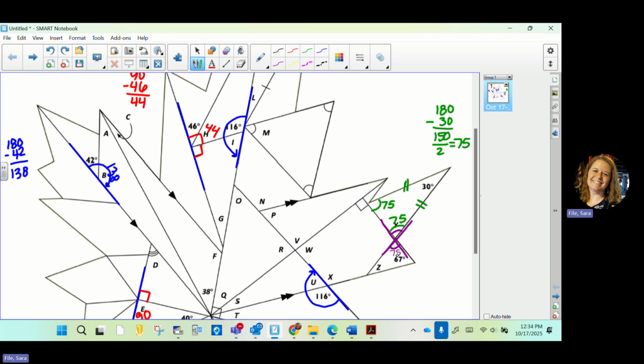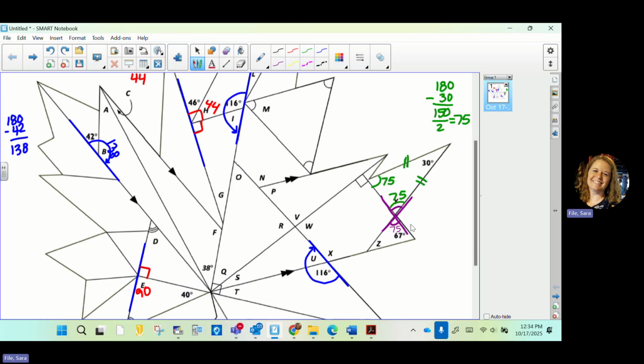Now I have a triangle here with Z. I know two of the angles, and I know these two and Z should all add to 180, shouldn't they? So I could work my way around and find Z. And then that makes a line here, so I could find this missing angle. Are y'all kind of getting the idea? You just make connections at all these intersections.